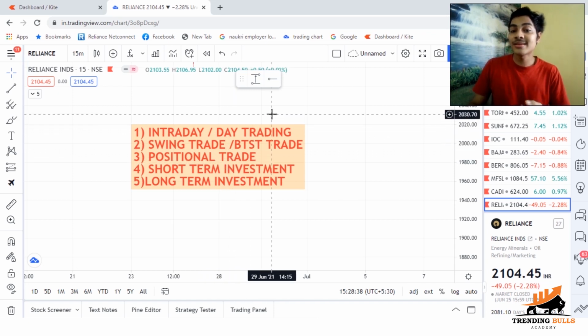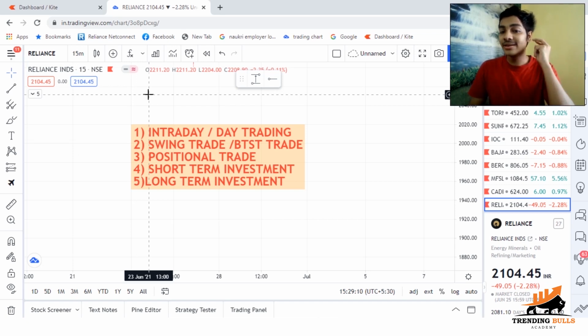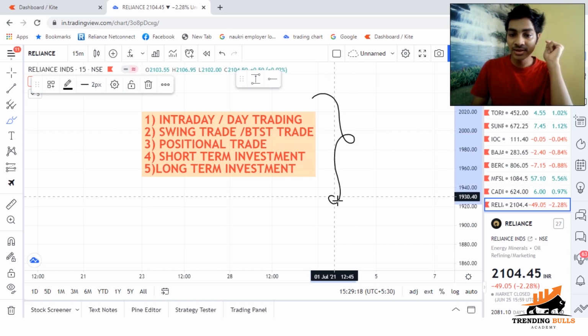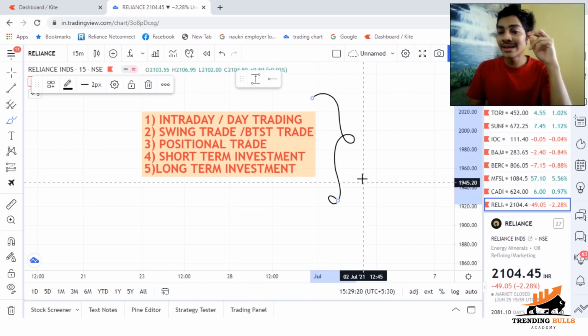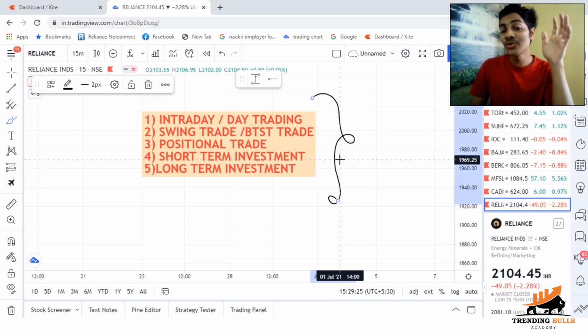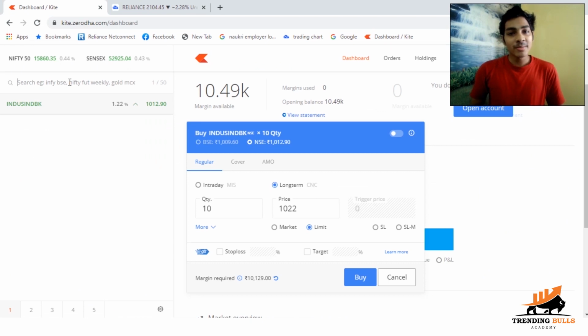And you also understood that the concept is the same: you buy at a low price and then you sell at a high price, but the duration you hold between buying and selling is different in these five types. Okay, so now this can be done in two ways. The first one is in the equity market and the second one is in the futures and options market. You might be wondering, what is the difference between buying in a future and buying in the equity? That will be the first question.